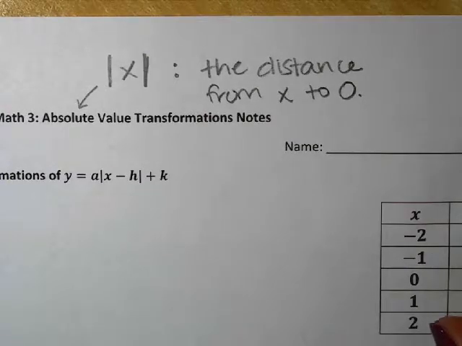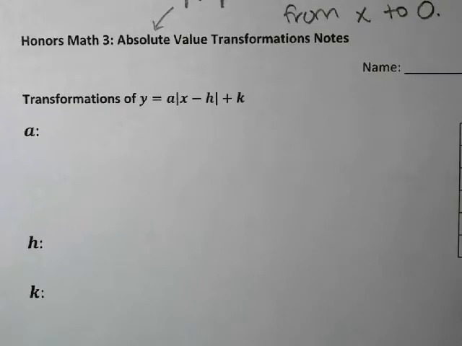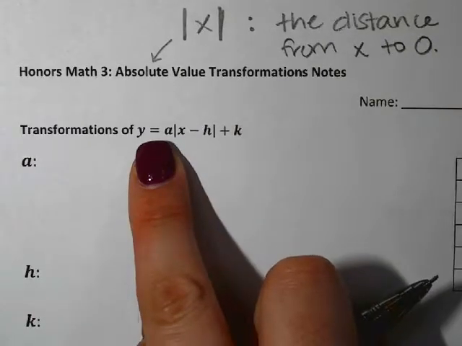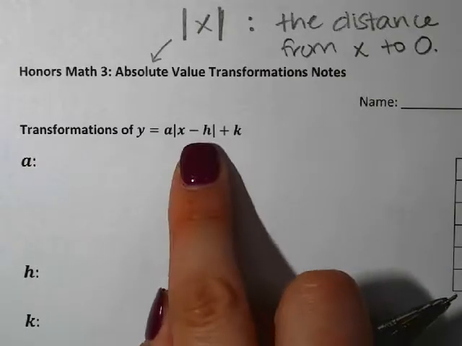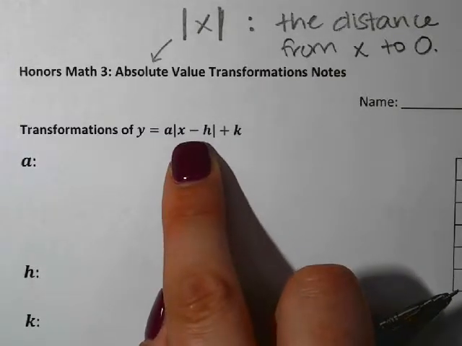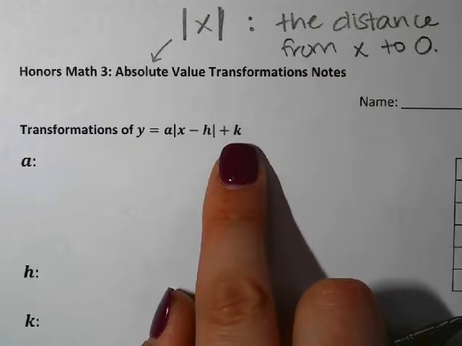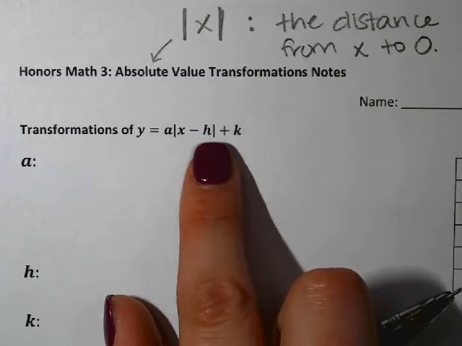When we look at absolute value equations, they typically look like this. There might be a number in the front, the coefficient, or there might not be. Typically, there's a number inside the absolute value symbol, but there might not be. Typically, there's a number on the end, but there might not be. All right, so we have A, H, and K.